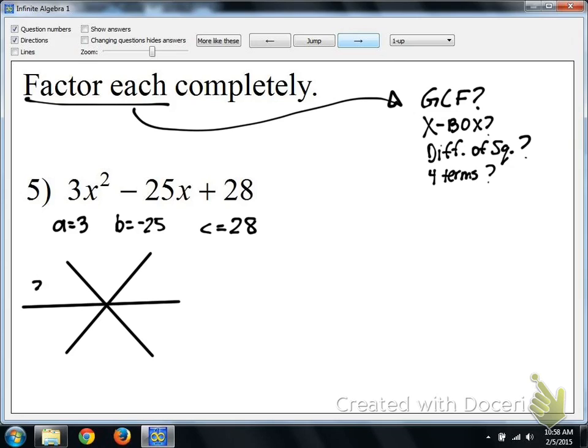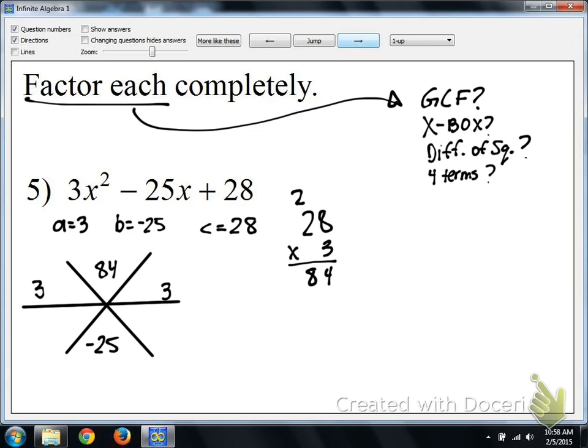Plug in your numbers. We know A goes here and here. A times C is 3 times 28, so if that's difficult, just do a side problem. 84, and adds up to be negative 25. Okay? So now we figure out we need to have a positive product but a negative summation.